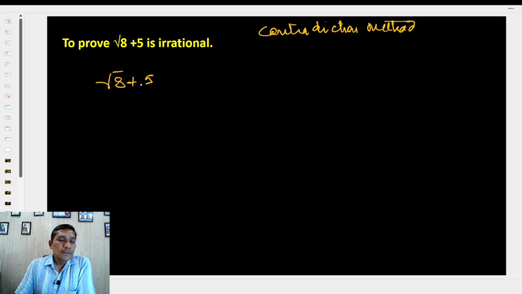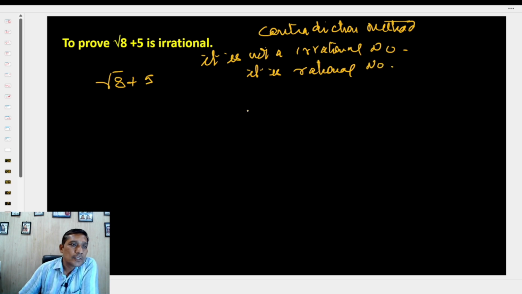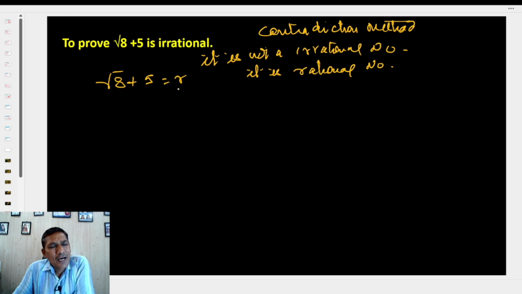In the contradiction method, आप ये मानते हैं कि suppose it is not an irrational number. Then what is it? It is a rational number. That means it is equal to r, where r is any rational number. I've taken a contradiction here, right? I want to show somehow that our assumption is wrong.